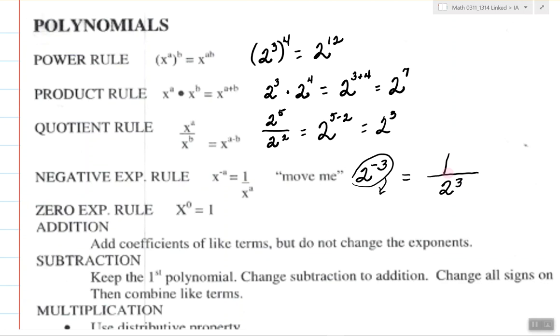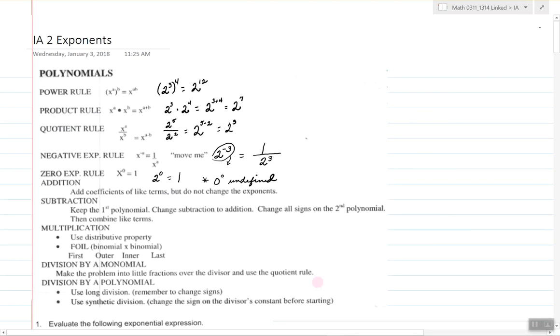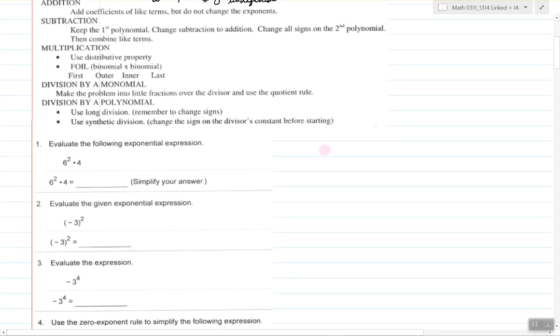The last one: if you have any base other than 0 and raise it to the 0 power, you get the number 1. I'm not going to try to trick you with this, but if you have 0 to the 0 power, this is undefined and has no value in the real number system. So those are the rules for exponents. If we need to talk about all of the rules for polynomials, we'll come back to that.